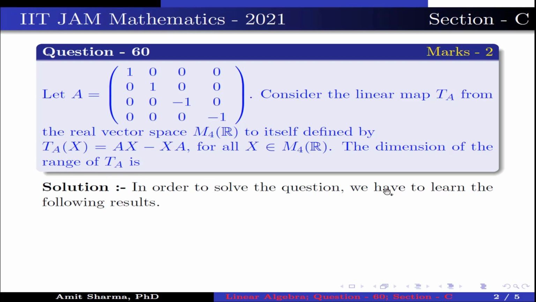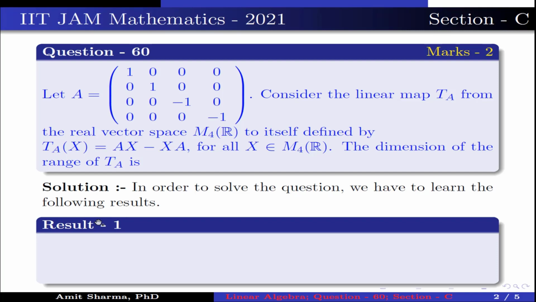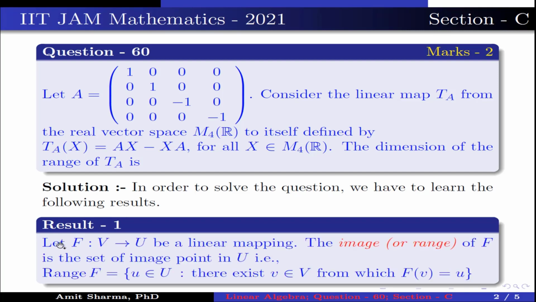In order to solve the question, we have to learn the following results. Result number 1. Let F from V to U be a linear mapping. The image or range of F is the set of image points in U, that is, range of F is equal to the set of u belongs to U such that there exists v belongs to V for which F of v equal to u.